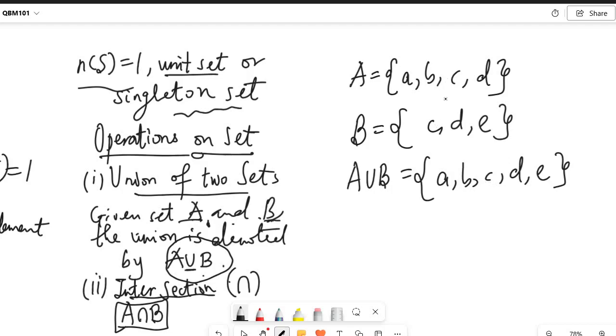Mind you, C was actually intersecting here. Likewise, D. I didn't repeat it, so it's important that you take note of that. So the cardinality of the union of the set is actually 5. All right. Now moving on.